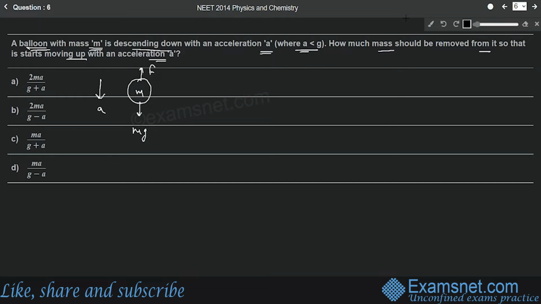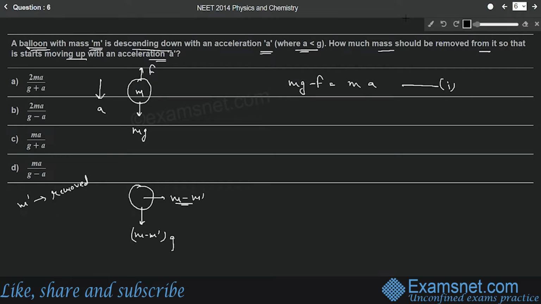So the equation for this motion will be the resultant force, that is mg minus F, will be equal to mass into acceleration. So let's say this is equation number 1. Now in the second case, some mass has been removed from this balloon. Let's say that m dash mass has been removed from it. So what will be the resulting mass? It will be m minus m dash. So the downward force will be (m minus m dash) g. Upward force will remain the same, that is F, and this time it will start moving up with an acceleration a.